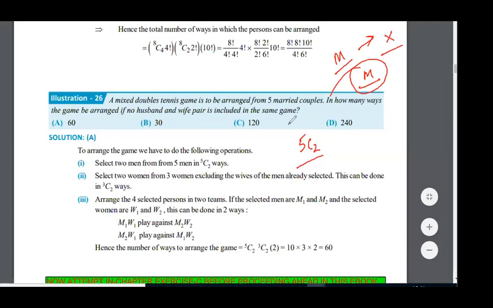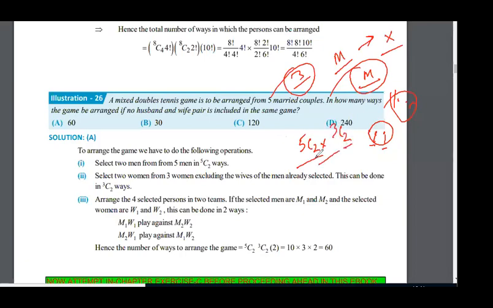Okay. So if you're selecting the second person, how many options? It is doubles, right? It is doubles. Means you have to select two men and two women. So since two men, the wives of these two people cannot play, right? So obviously, if the wives of these two people cannot play, then we are left with three women only. So I have to select two women out of three women. So it is 3C2, right? Got it?